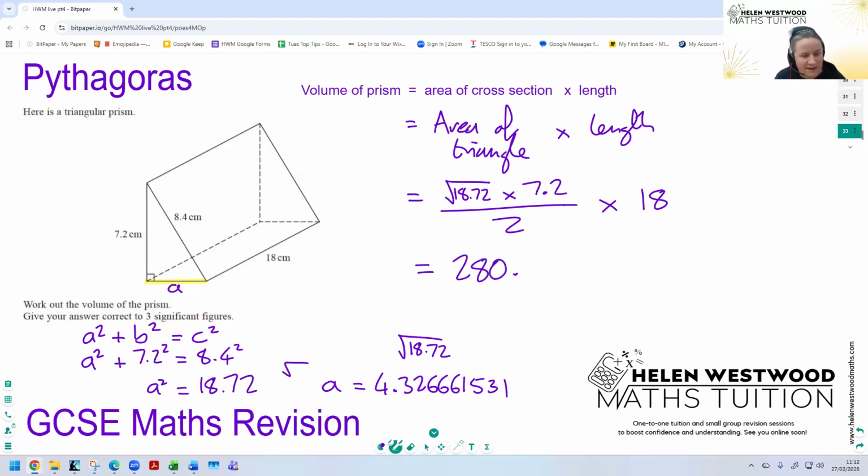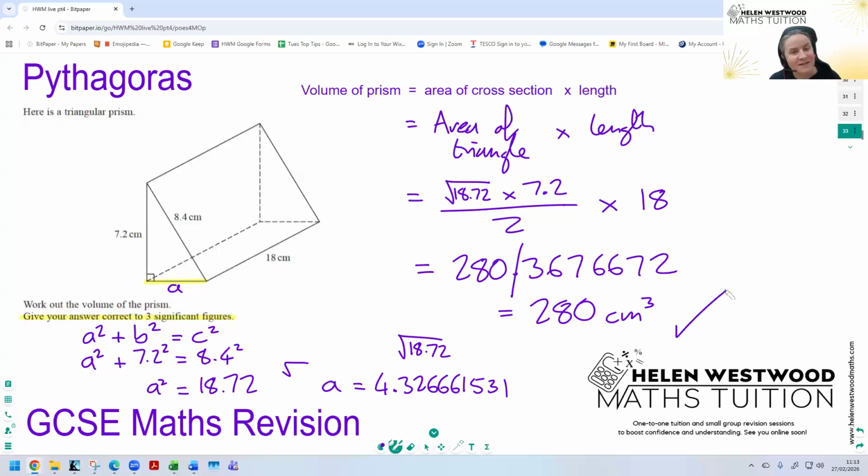So ultimately that gives you this decimal. And then notice here we've got an example of where our question's asking us to round to a certain level of accuracy. We want to round to 3 significant figures. Remember that zeros that are sandwiched between other numbers are significant. So that would give us 280 centimetres cubed.